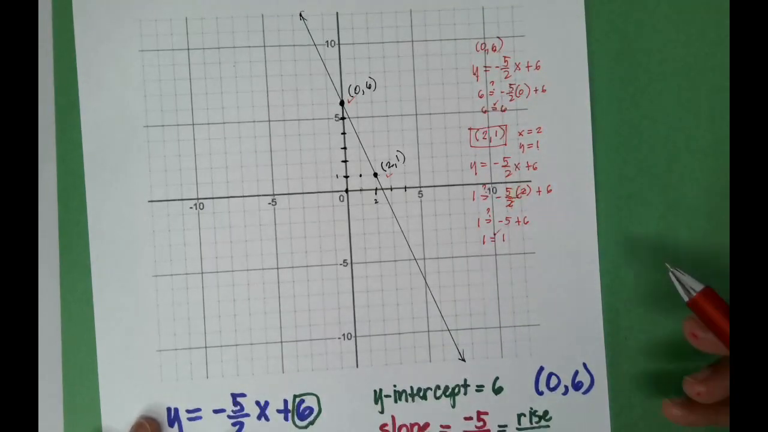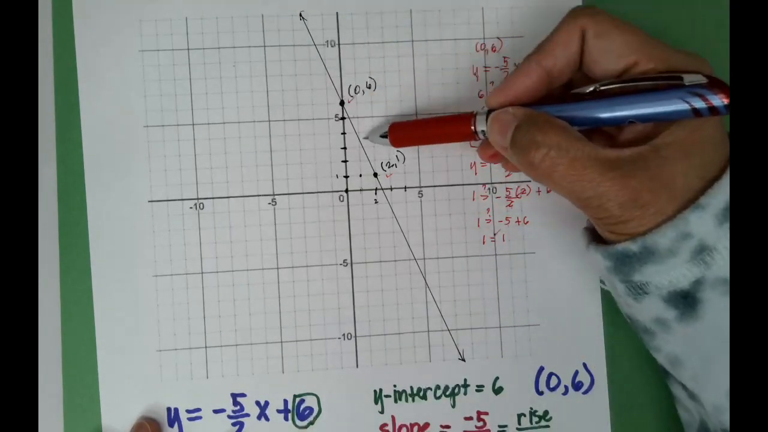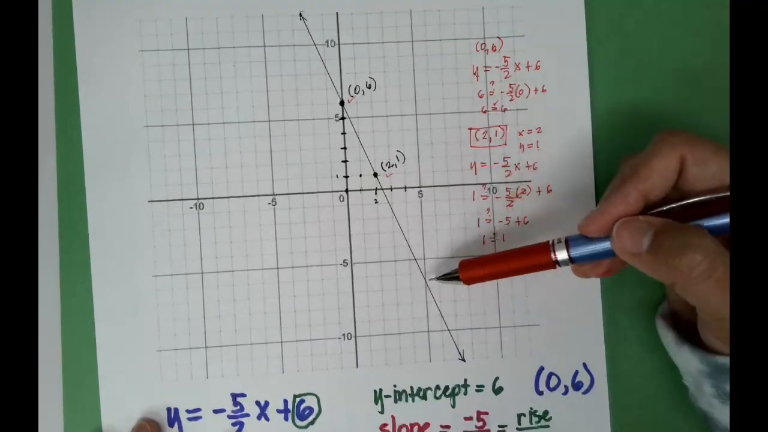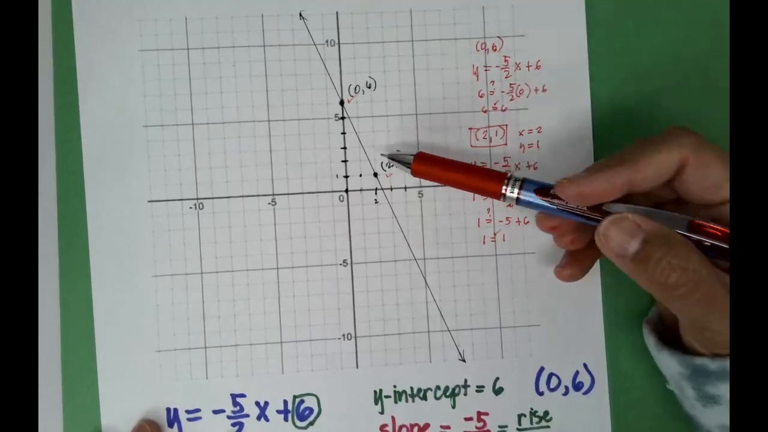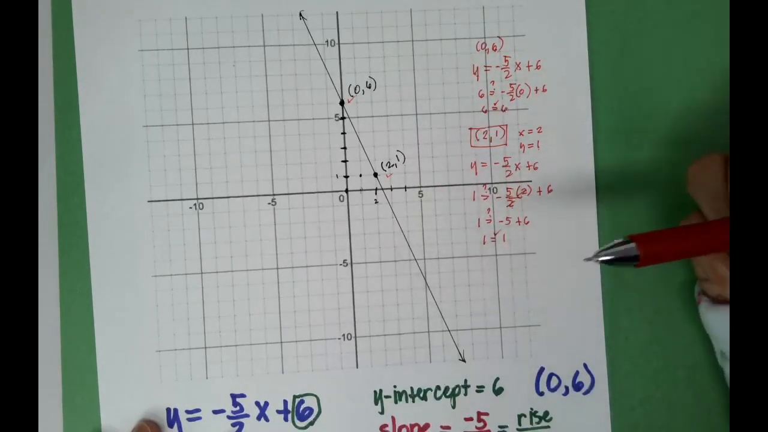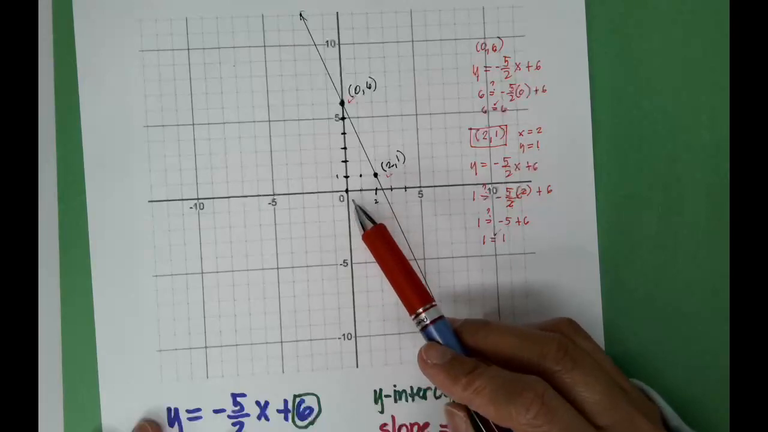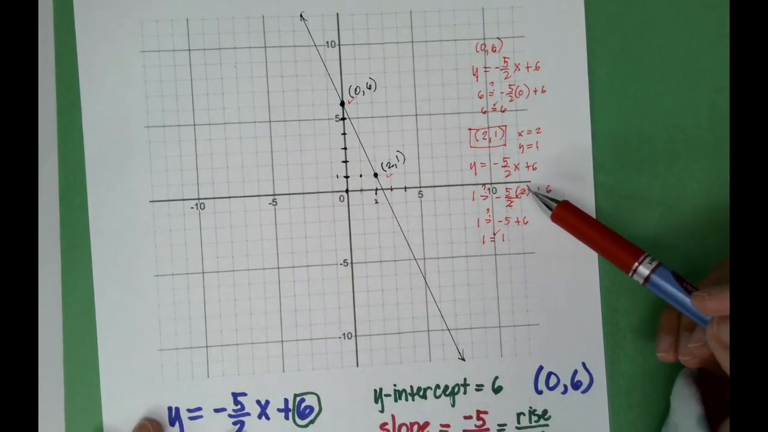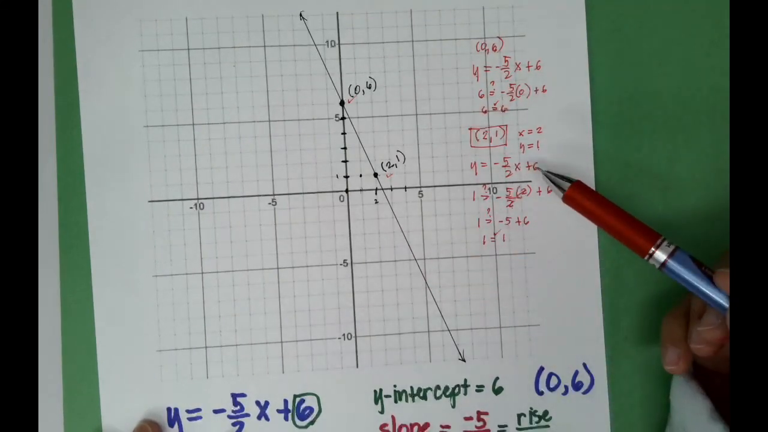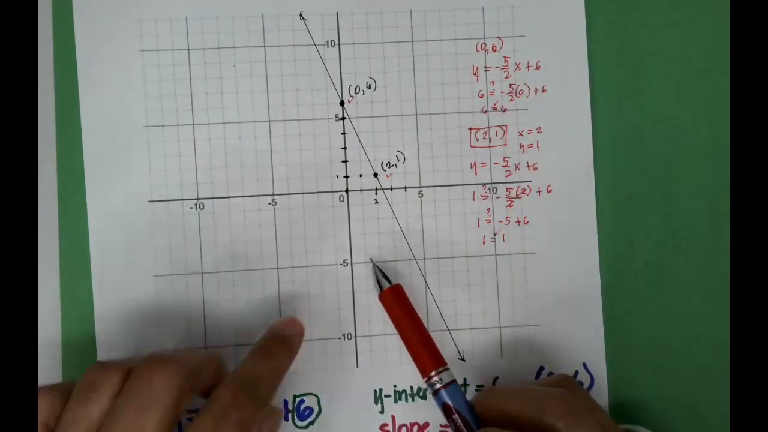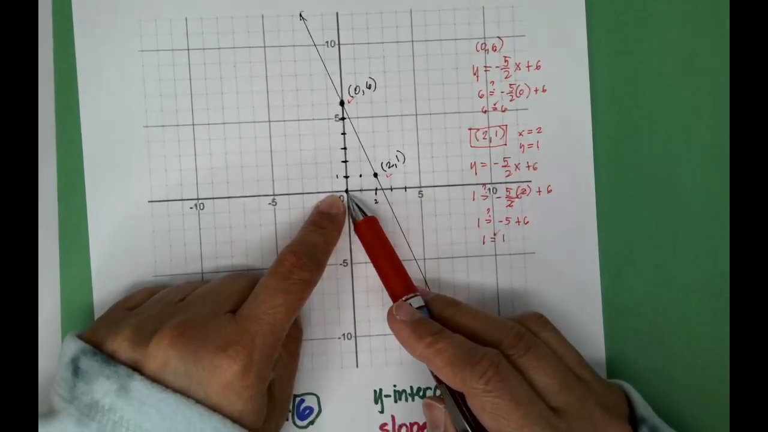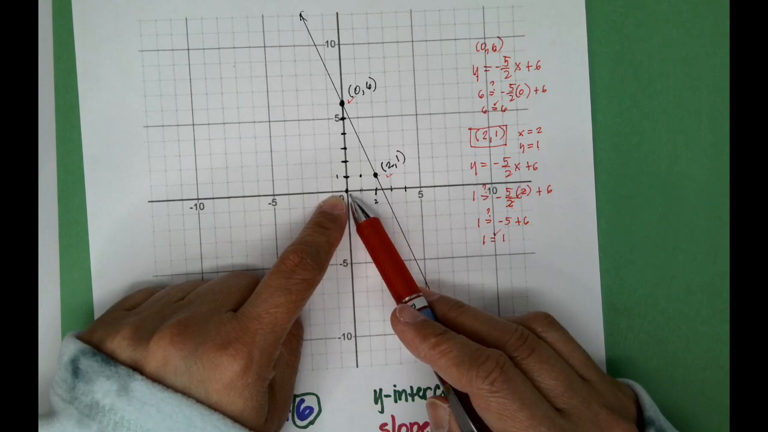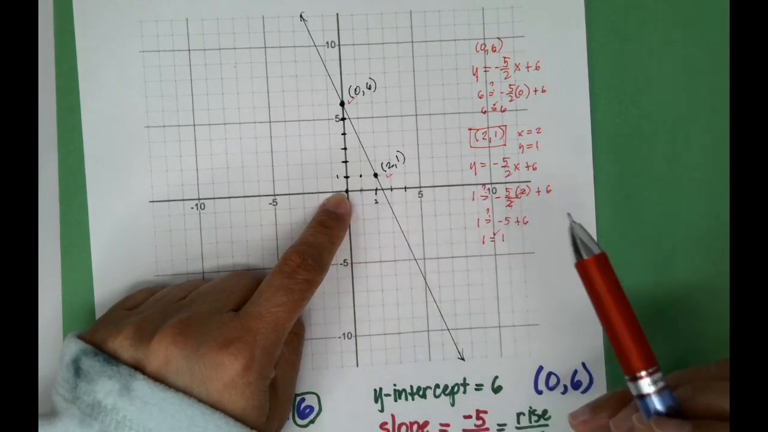So the coordinates of the points on the line are solutions to the equation. Points that are not on the line have coordinates that will not make this equation true, so they are not solutions. For example, the origin is not on the line, so (0, 0) is not a solution to the equation.